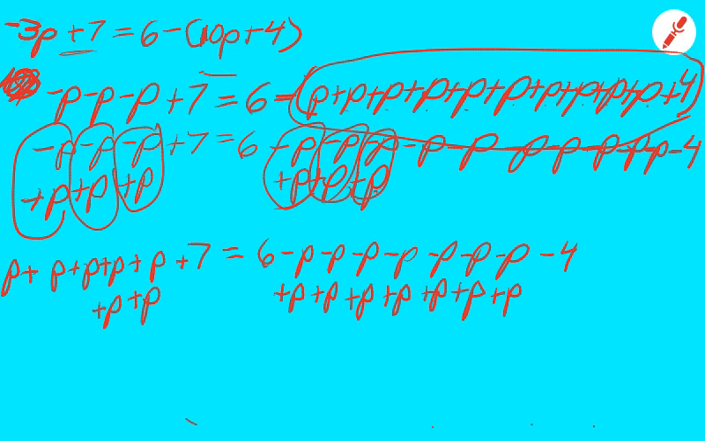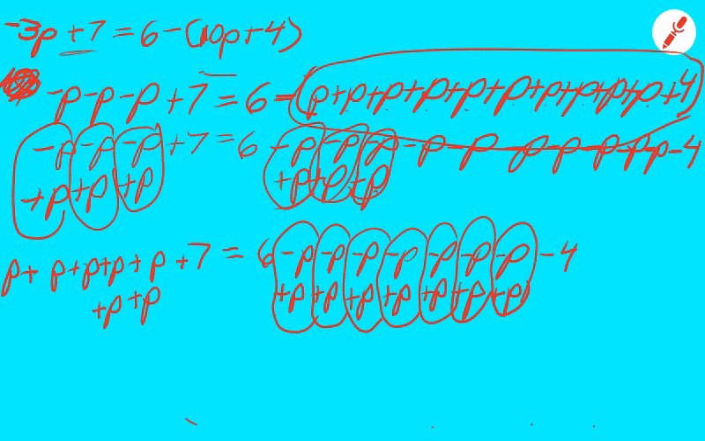All right. So now all the p's over here have zeroed out. This is zero. This is zero. This is zero, and so on. 0 plus 0 plus 0 plus 0 plus 0 plus 0 plus 0 is just 0. So what I'm going to have on the right side of the equation is 6 plus 0 minus 4.